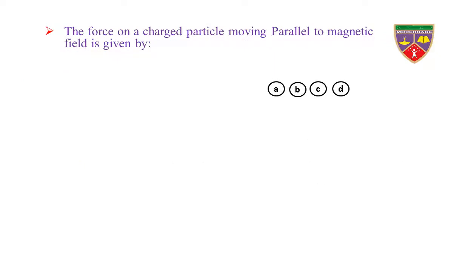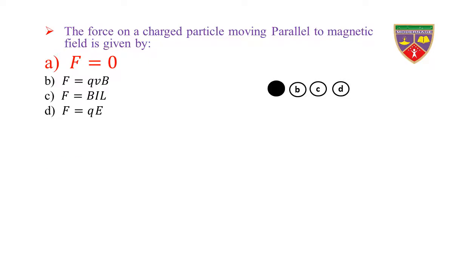The force on a charged particle moving parallel to magnetic field is given by: option A, F is equal to 0; option B, F is equal to QVB; option C, F is equal to BIL; option D, F is equal to Q into E. The key is F is equal to 0. Therefore, the correct option is A.